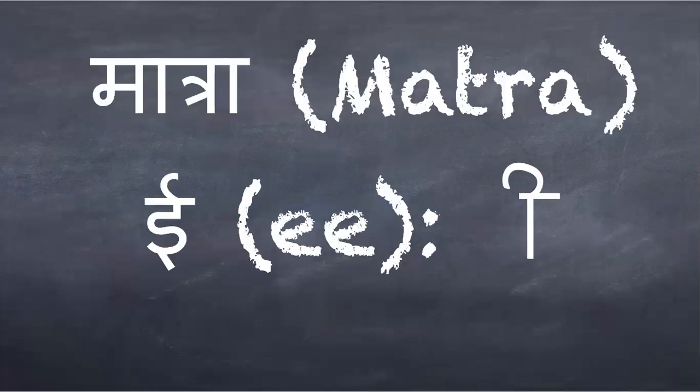Now let's take matra E. Now this E swar is represented as this matra in a word. So unlike the previous matra, which goes on the left of the Vyanjan, matra E goes on the right of the Vyanjan. It'll be more clear if you take an example.